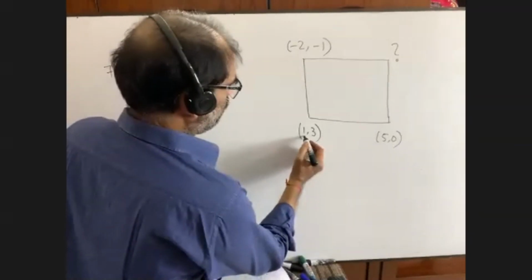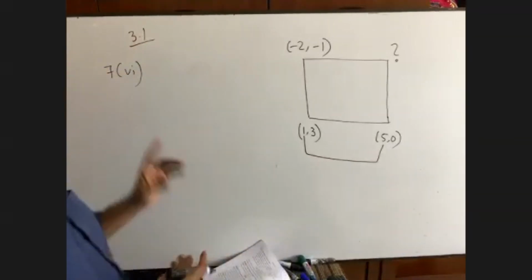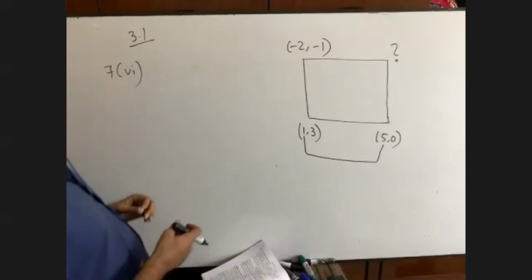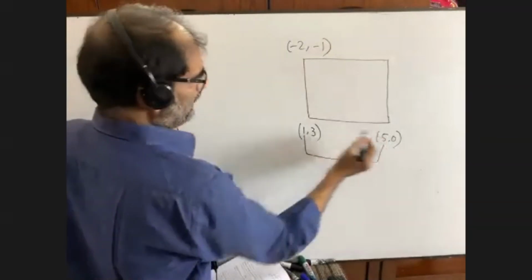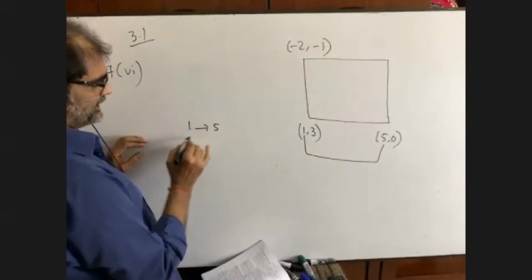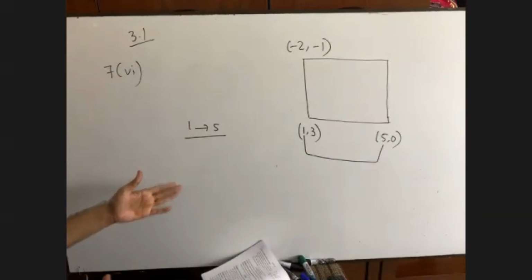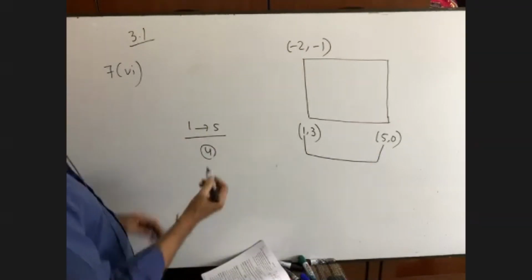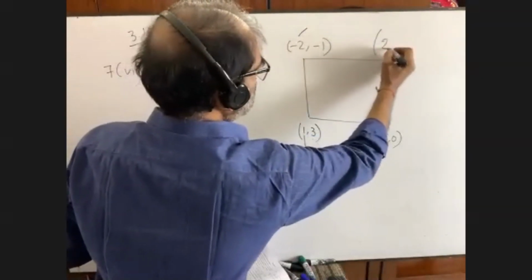What is the difference between 1 and 5? Sir, 4. That means from 1 to 5, is it increased or decreased? It is increased. So it is 4, right? So you add 4 with -2. What will be the result? -2 plus 4 equals to what?